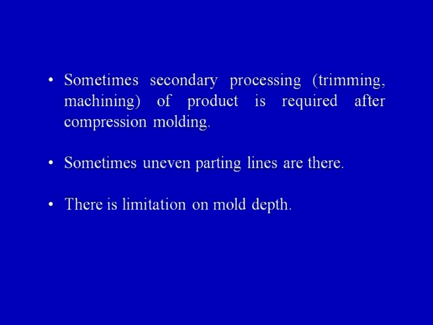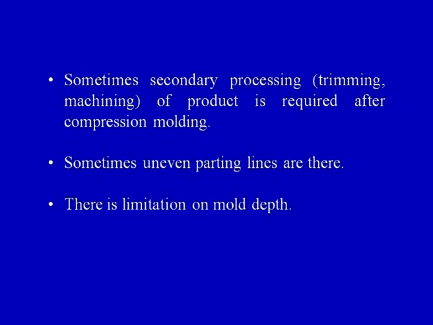Sometimes secondary processing in terms of trimming of the product is required after compression molding. So, that is also one of the disadvantages, because the final product that we are getting may have some fins or flashes, which have to be trimmed off. These fins or flashes may develop at the parting line where the two mold halves are meeting each other. So, in that case, these have to be trimmed off.